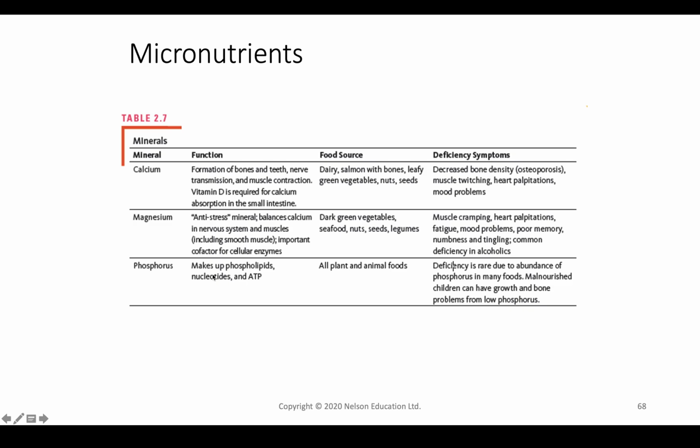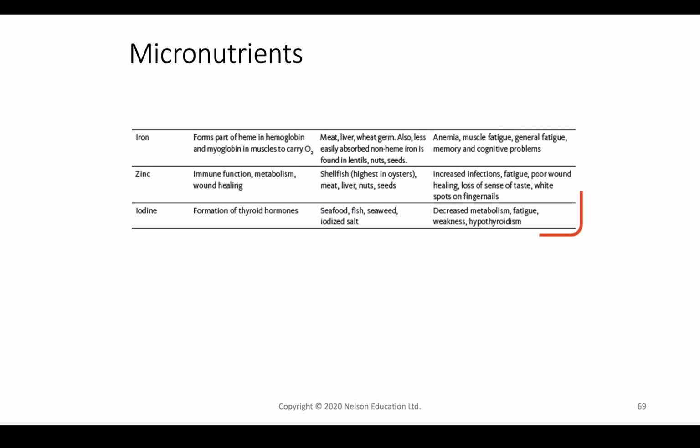Nucleotides, ATP is a version of nucleotide. Remember, adenosine is going to be a nucleotide, which turns into adenosine triphosphate. But A, T, C, and G are all nucleotides. Remember, that's going to have that phospho group and that phosphate sugar backbone. And a deficiency in phosphorus is not really very common because there's an abundance of phosphorus in most foods. So typically, low phosphorus conditions are going to happen during starvation, and that can lead to stunted growth and bone deformities. Other minerals include iron, zinc, and iodine.